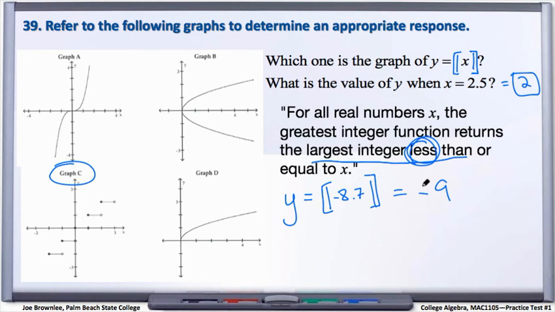All right, so there's number 39. The graph C is our greatest integer function, and when we plug in 2.5, we're going to get out 2.